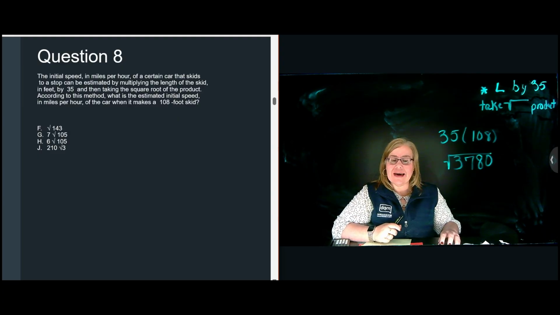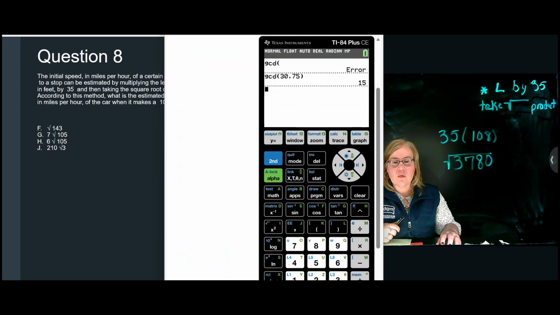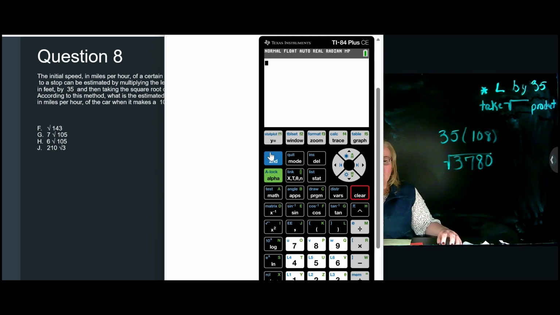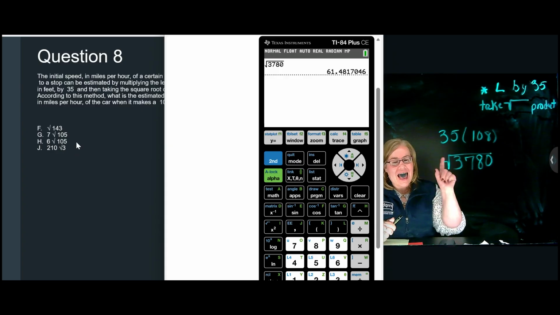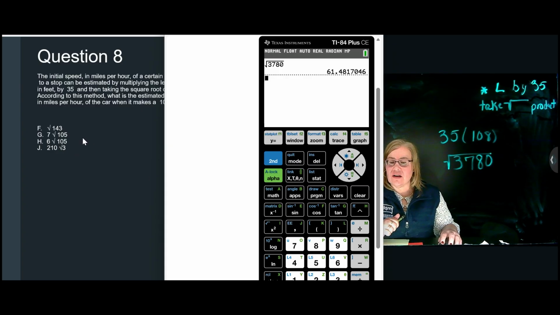So I'm going to pull my calculator back up, and we're going to do this. So I'm going to enter and clear it. I'm going to take the square root of 3,780 and find the answer. Okay, so now, out of all these possible options, one of these has to equal that. So let's go ahead and look. It says the square root of 143. So let's say the square root of 143.